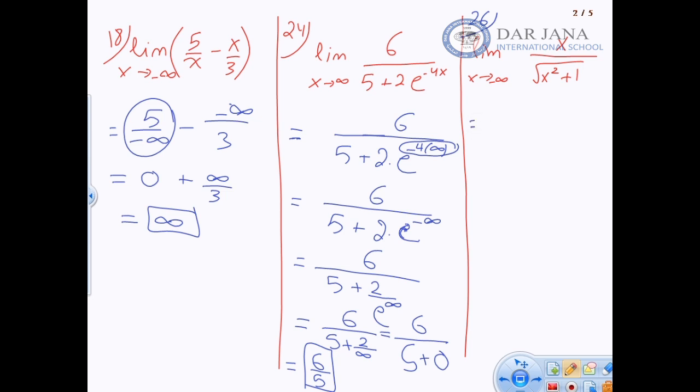Here, when we have radicals, first of all, let's write the upper one, which is x. What's the highest term inside the radical, x squared or 1? Of course, it's x squared. So I'm going to write it as radical x squared.